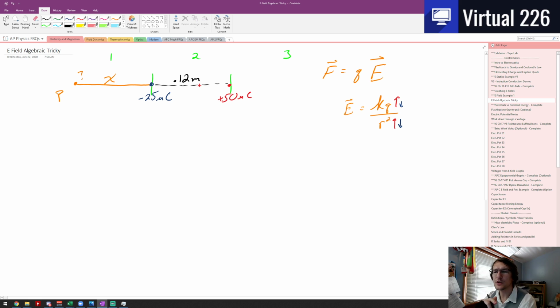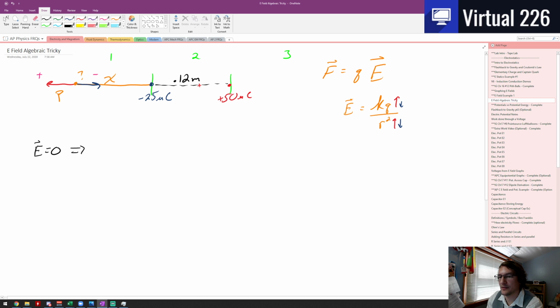So the real question becomes now, how far away from that negative 25 microcoulomb charge do we have to be in order to generate an electric field of 0? Because remember, this one from the red, we can call this that way, and the one from the blue is going this way. So we've got to pick positive and negative directions. Let's just call this one positive, this one negative. It doesn't really matter.